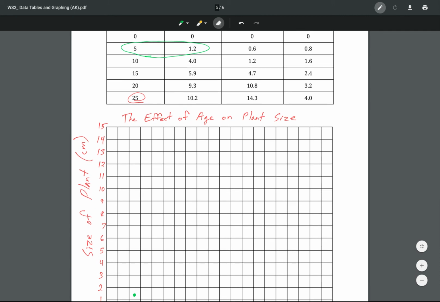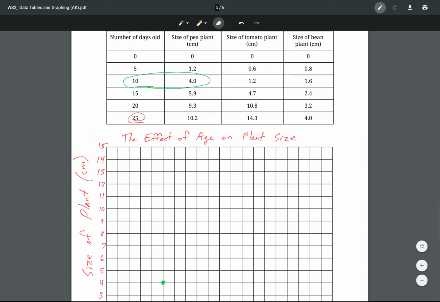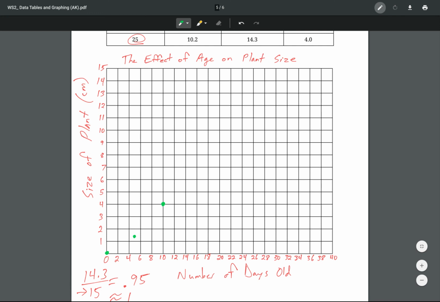My next row of data is at 10 days and 4 centimeters. So 10 is actually a line on my x-axis, and 4 centimeters is also a line, so I'll know exactly where to put this data point, right at the intersection of 10 days and 4 centimeters. Next, I can look at 15 days and 5.9 centimeters. So 15 is going to be right between 14 and 16, and 5.9 is going to be right before 6, not quite on 6. So the intersection of these points would be right about there.